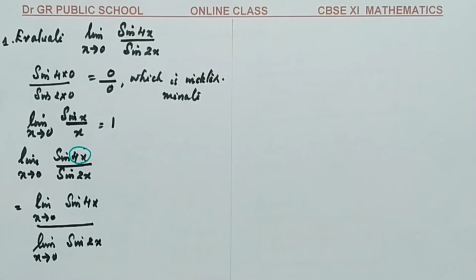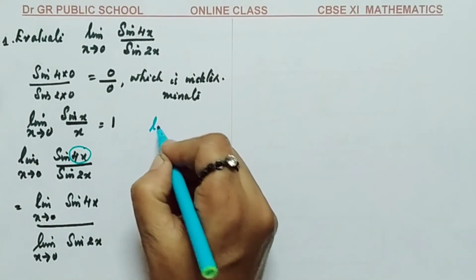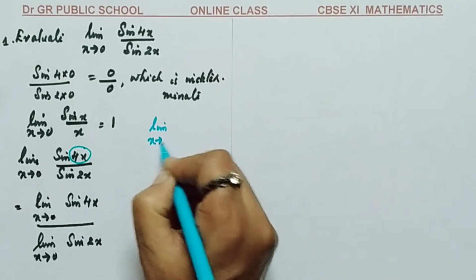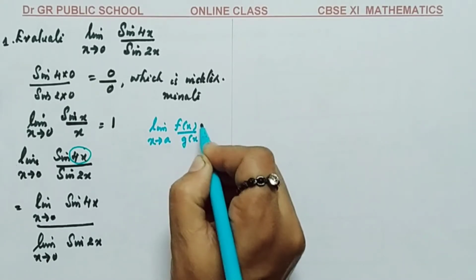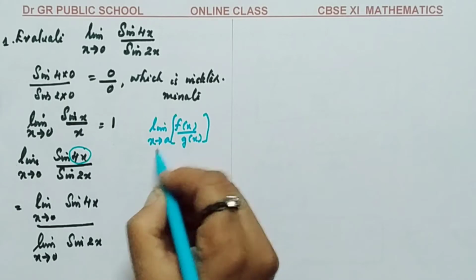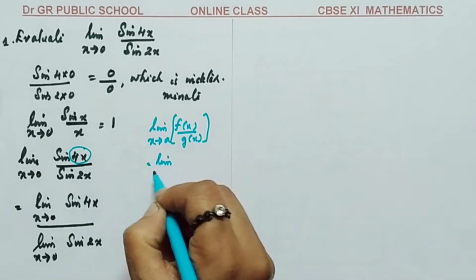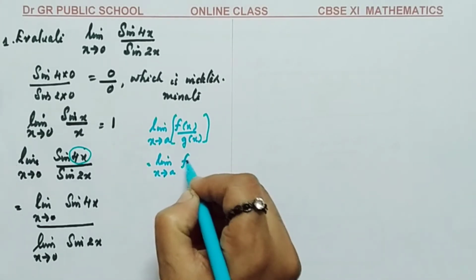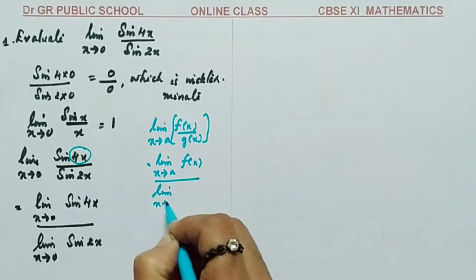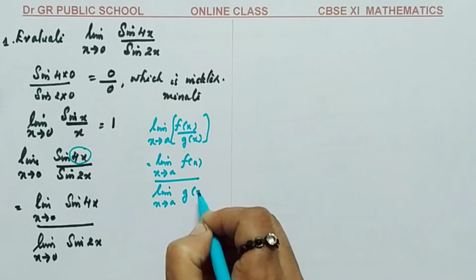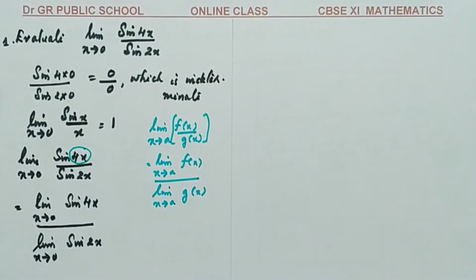Why? Because you know the limit as x tends to a of f(x) by g(x). Among the algebra of limits, you studied that you can apply the limit separately: the limit as x tends to a of the numerator f(x), divided by the limit as x tends to a of the denominator g(x). So the same limit I am going to apply for the numerator as well as for the denominator. Now we need to make a slight arrangement here.